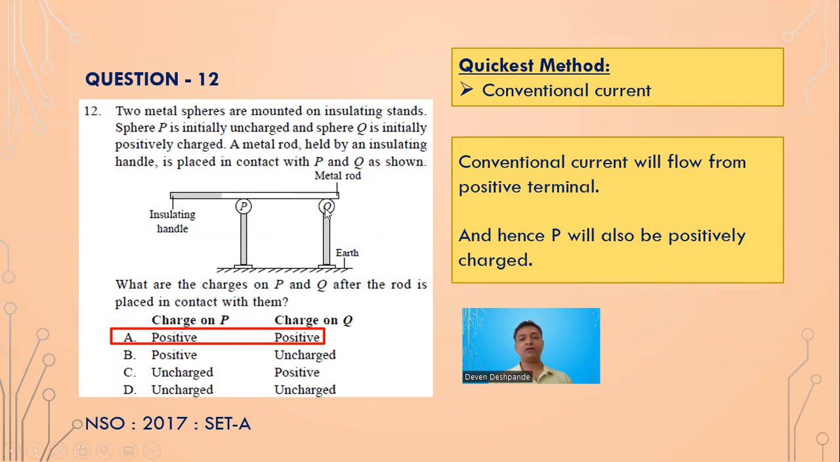So conventional current, so current which flows via a medium, will flow from the positive terminal, isn't it? So Q, because Q is positive, P will also become positively charged once it comes in contact via the metal rod. So the positive current will flow from Q to P, and P will also be positively charged.